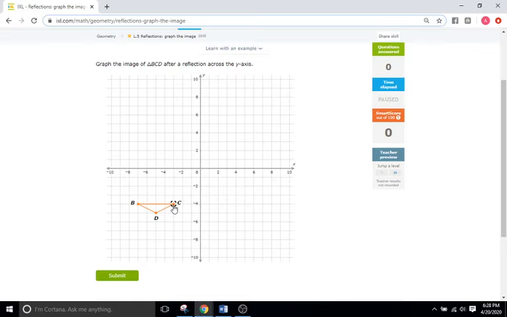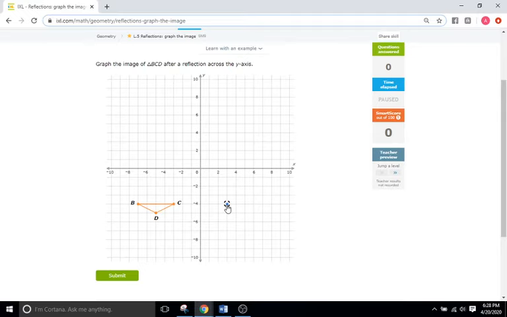So for instance, C is 1, 2, 3 units away from our line of reflection, right? The y-axis is our line of reflection. And that means C prime has to be 1, 2, 3 units away from the line of reflection as well in the same direction. So I'm going to click here. That's going to be C prime, okay?